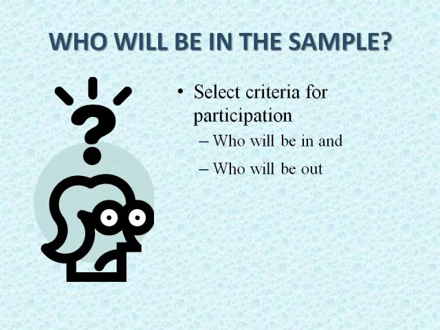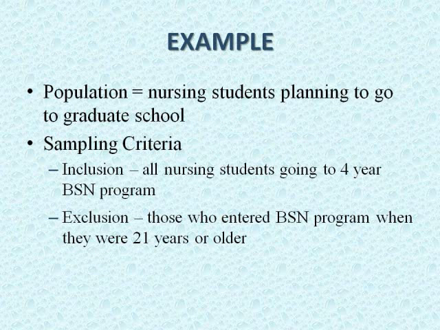In reading a research article, we're looking at who is actually in the sample. We're looking at the criteria for participation. Who was in the sample and who was out of the sample. Who was included and who was excluded. As an example, when looking at the population of nursing students planning to go to graduate school, we use the inclusion criteria of all nursing students going to a 4-year BSN program. And as an exclusion criteria, those who entered the BSN program when they were 21 years or older.